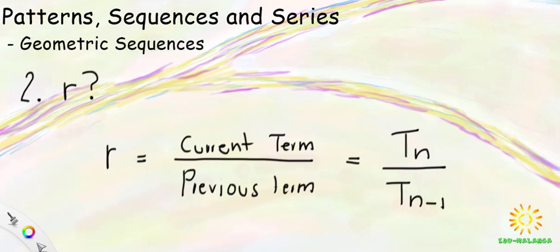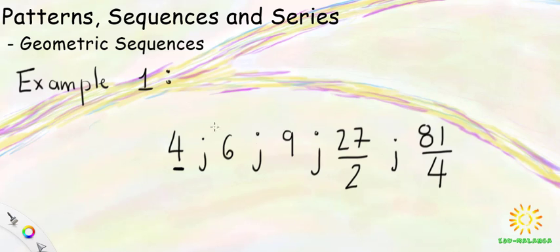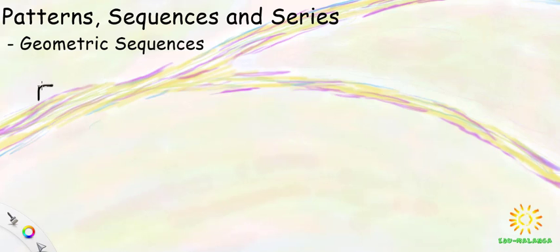So let's determine the common ratio of this sequence then. We'll start, for example, use 9 as our current term. 9 is term number 3, and the previous term, term 2, is 6. So to find R of the geometric sequence, we say T3 over T2, which is equal to 9 over 6.